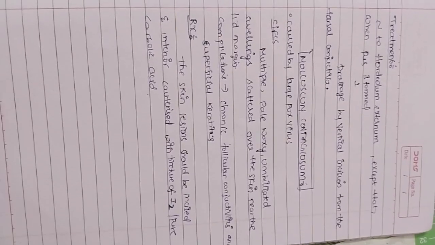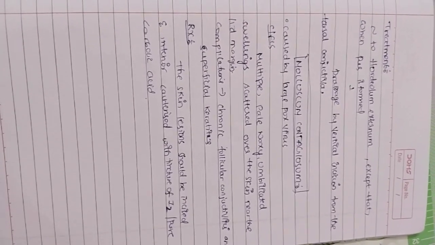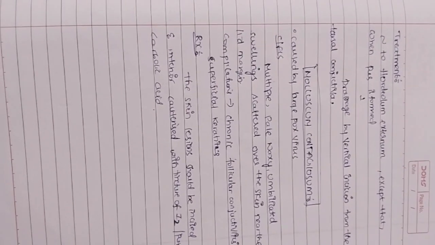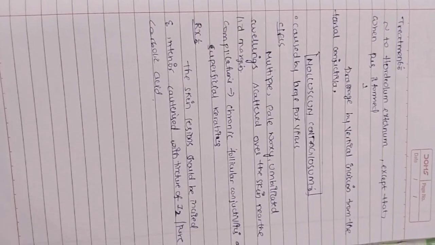Molluscum contagiosum is caused by pox virus. Clinical features will be multiple pale waxy umbilicated swellings which are scattered all over the skin near the lid margin. What are the complications of it? It may turn into chronic follicular conjunctivitis and superficial keratitis.